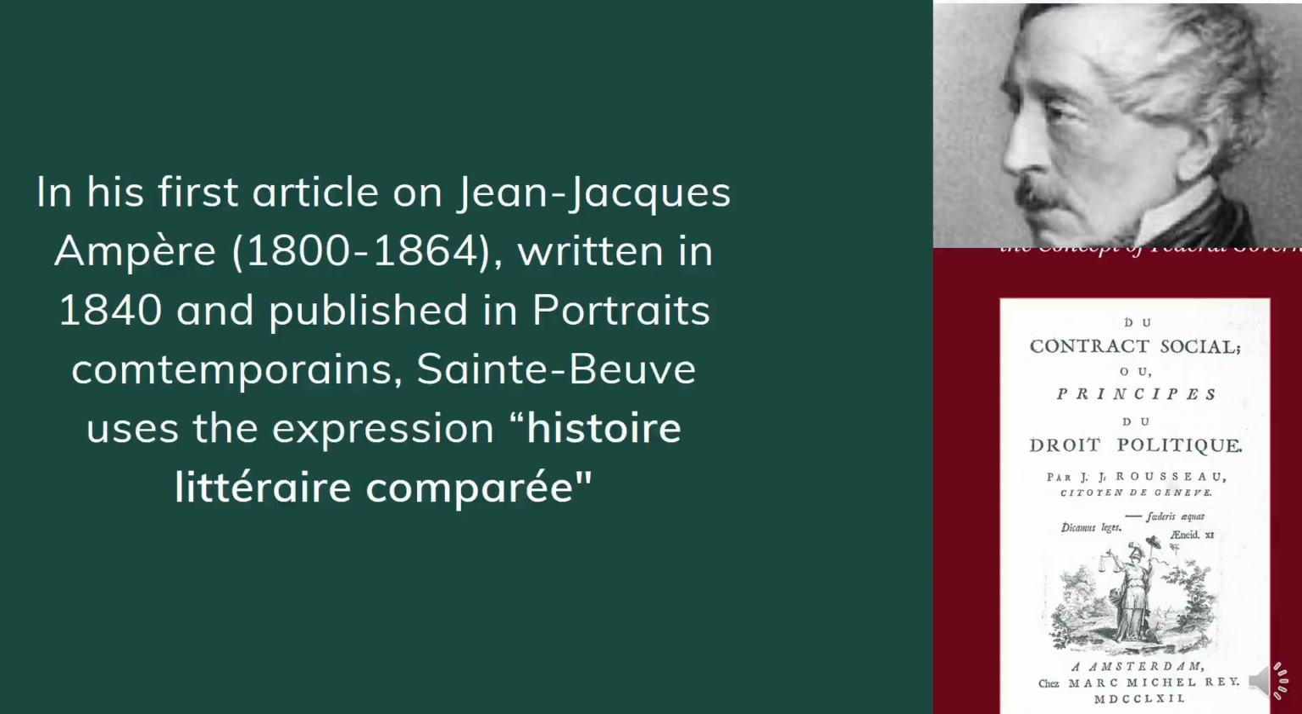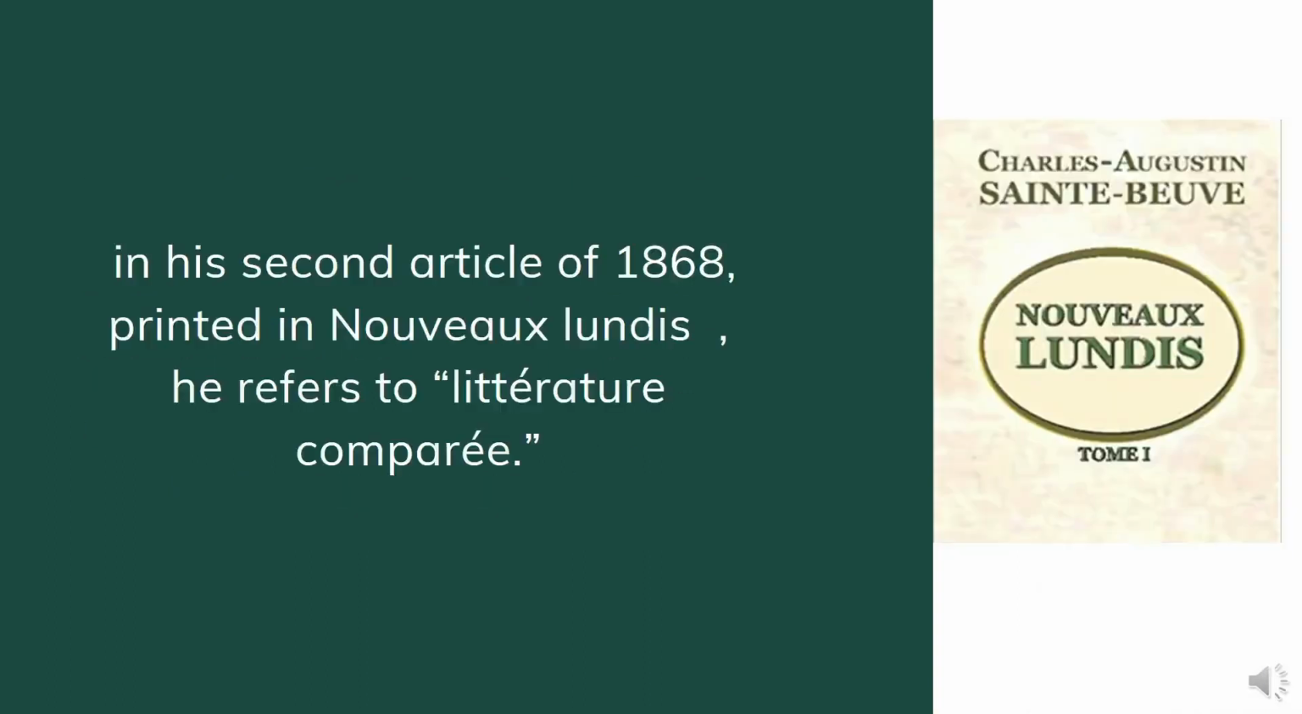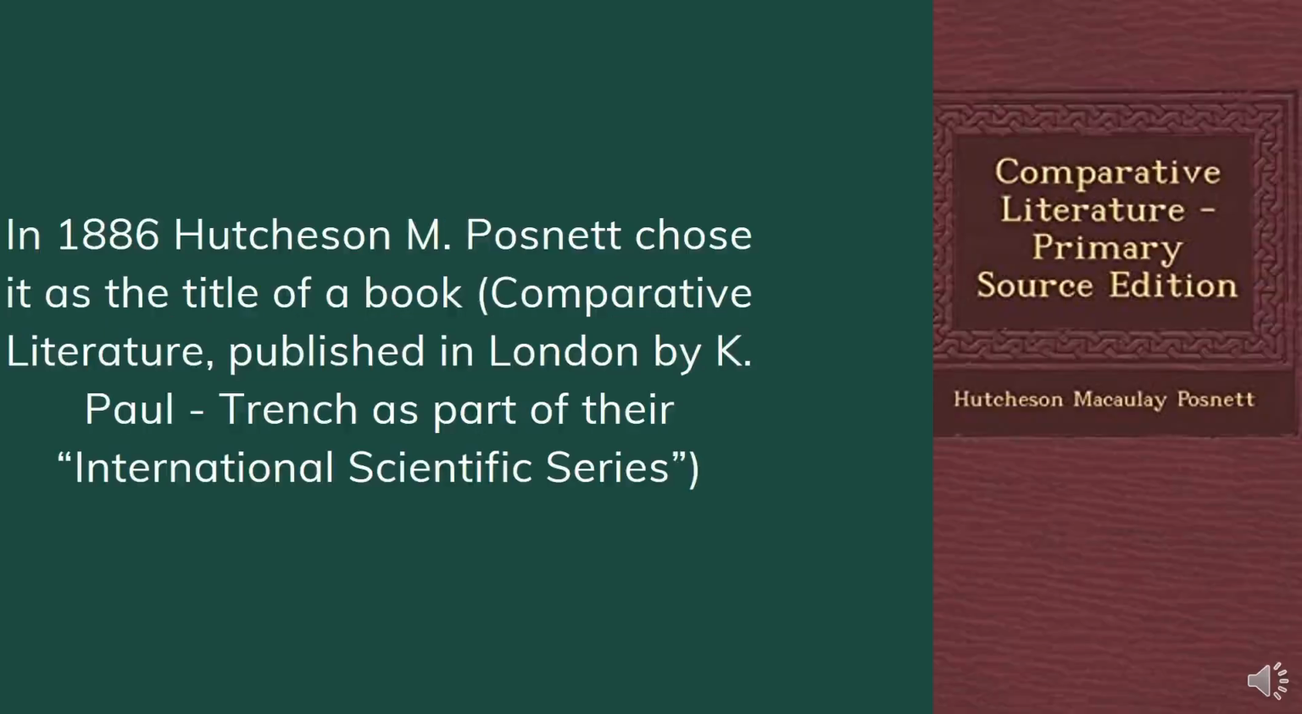His second article was written in 1868 and printed in Nouveau Lundis. He refers to littérature comparée. In 1886, Hudson M. Posnet chose it as the title of a book. He chose the words Comparative Literature, and it was published in London by K. Paul Trench as a part of their International Scientific Series. That was a very famous scientific series.